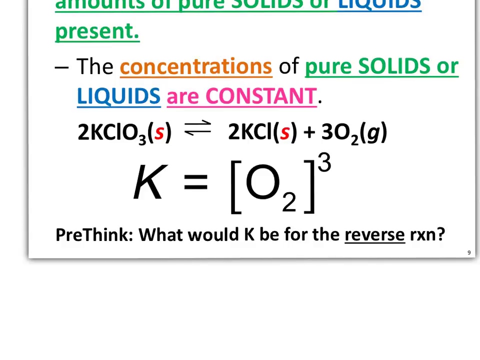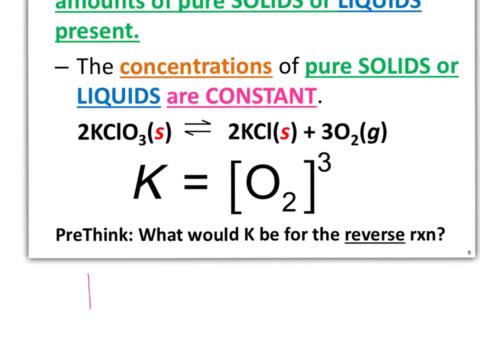Does that make sense? Makes sense. Okay? And then why is O2 the only thing left? It's a gas. Everything else is a solid. Now let's do a pre-think question. What if I wanted to write the K for the reverse reaction? 1 over O2. All right, so if it's the reverse.